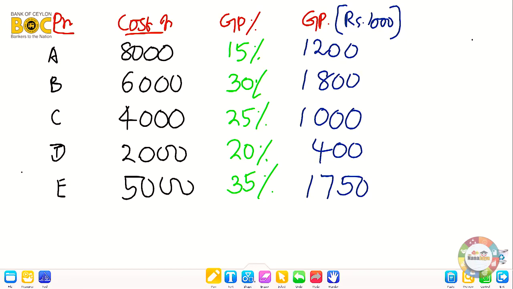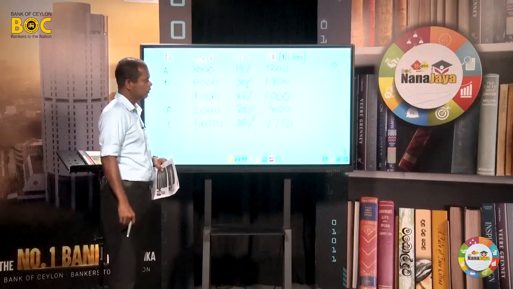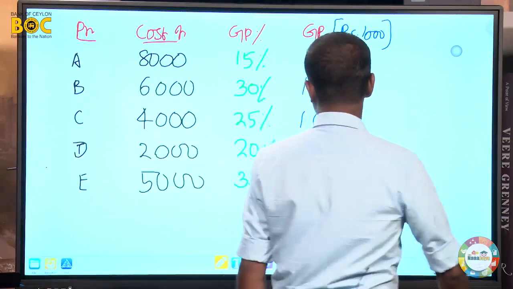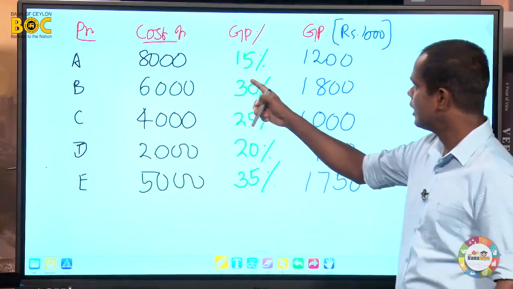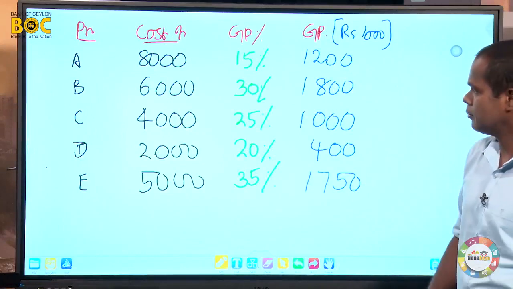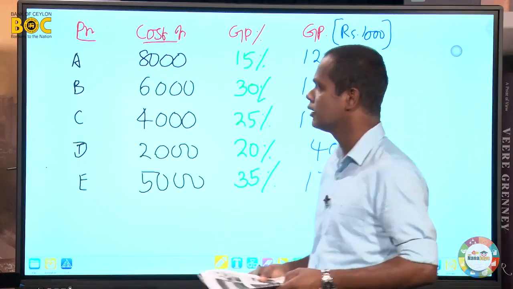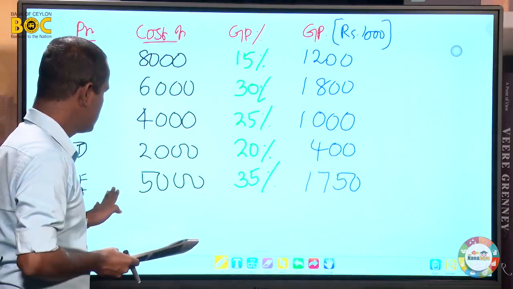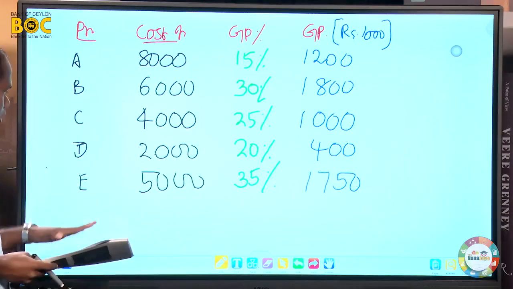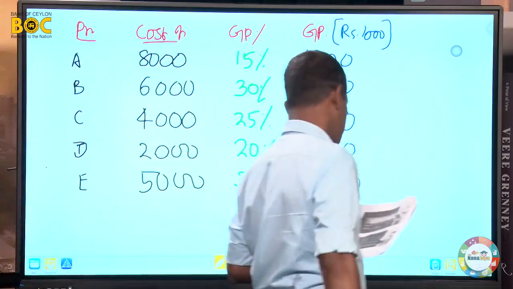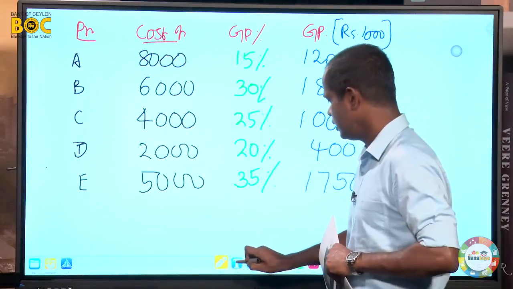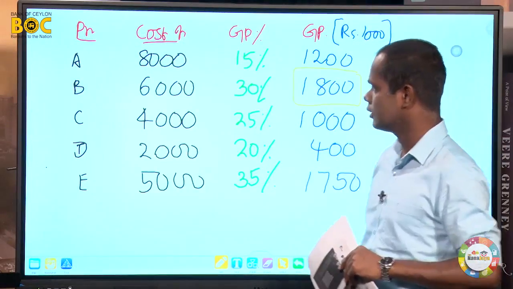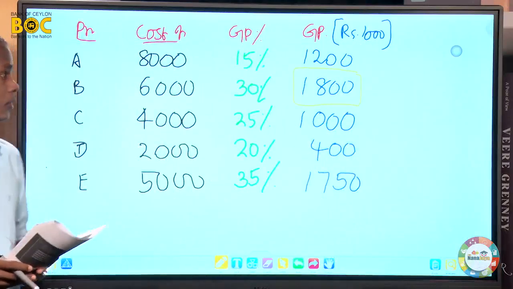Which product generates the highest gross profit to the company? To compare and see: product A 1,200,000, product B 1,800,000, product C 1 million rupees, D 400,000, E 1,750,000. Out of the given calculations you made, product B generated the highest gross profit.